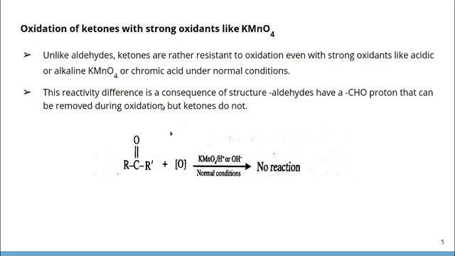This reactivity difference is a consequence of structure. That means aldehydes have a CHO proton that can be removed. Oxidation means removal of hydrogen, so this hydrogen or proton can be removed during oxidation. But ketones do not have a proton as in the case of an aldehyde. So aldehydes can be easily oxidized to carboxylic acid, whereas ketones are resistant to oxidation.